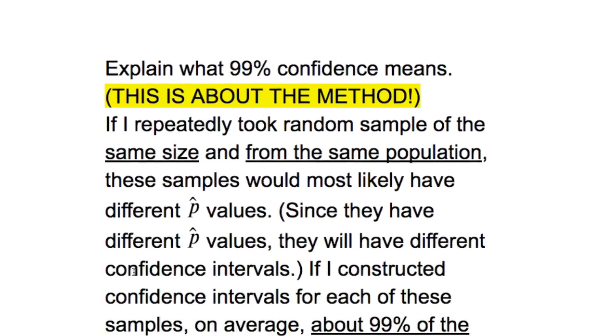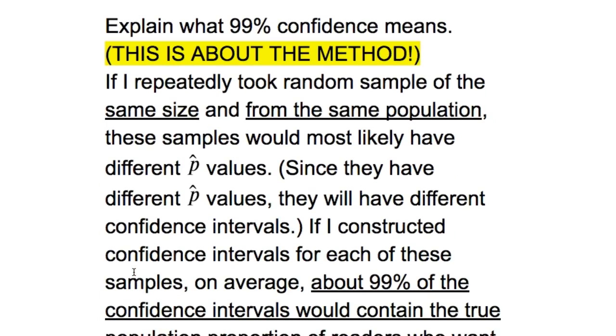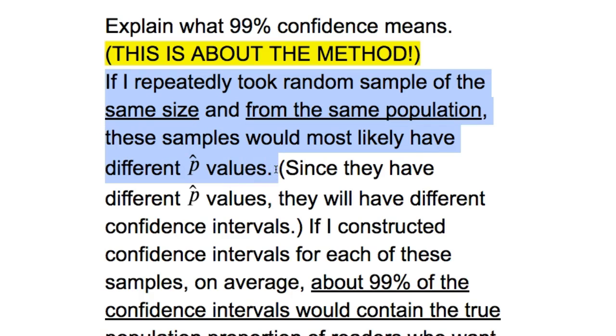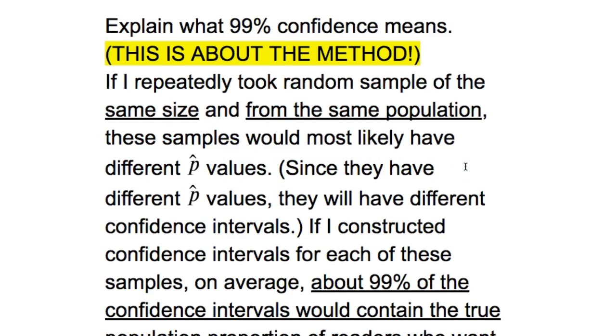Now, explain what this means. What does 99% confidence mean? When you explain what it means, this is a statement about the method of collecting samples and constructing confidence intervals. So if I repeatedly took random samples of the same size and from the same population, these samples would most likely have different p-hat values. And since the confidence interval is based on the p-hat values, and the p-hat values are different, the confidence intervals will be different.